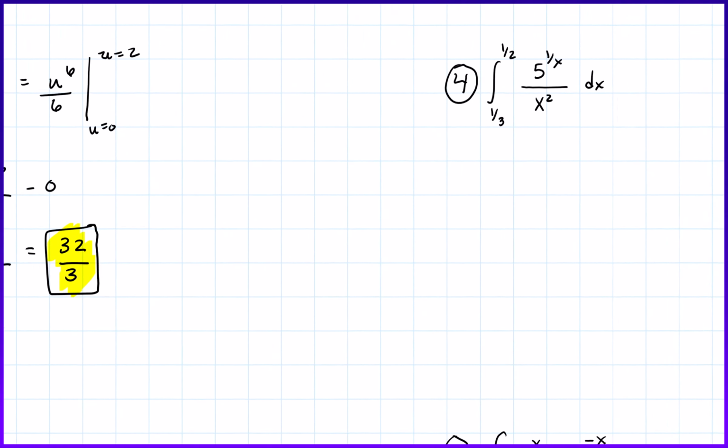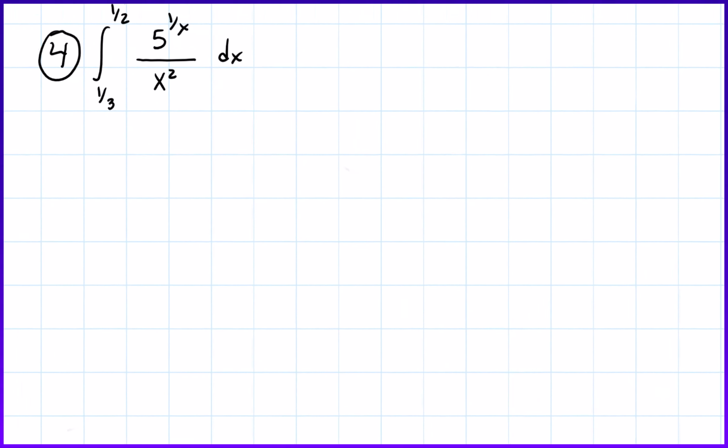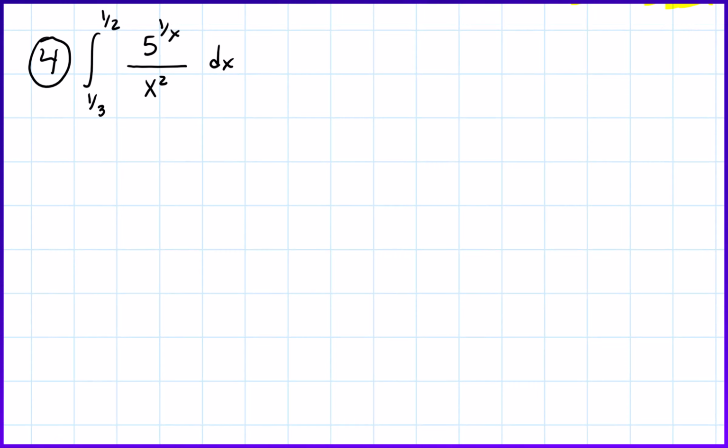All right, let's try to get one more maybe on this video. Let's take a look at this guy. So here we've got 5 to the 1 over x, an exponential function. So it's not e to the x, but still an exponential function. And we've got a function in the exponent, so let's let that be our u. u equals 1 over x.